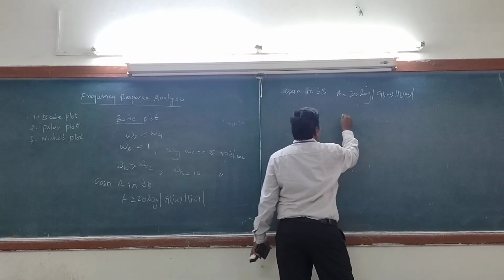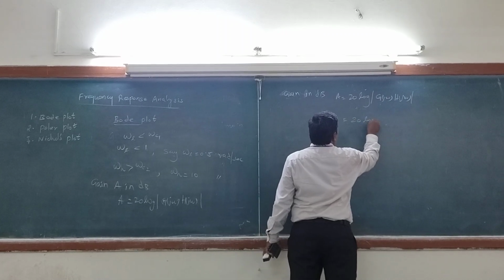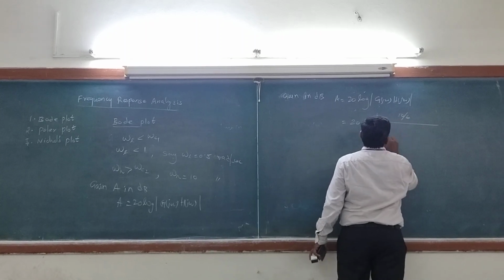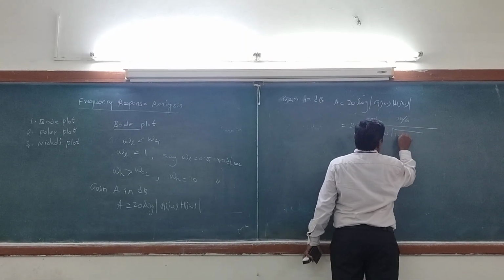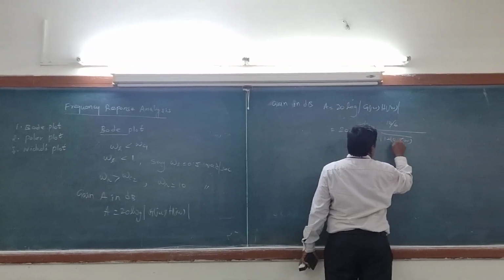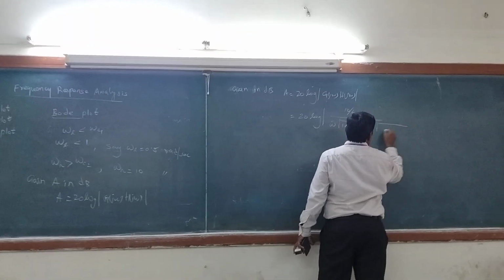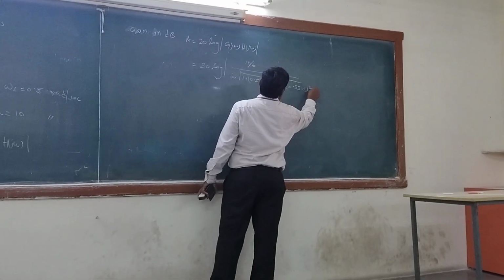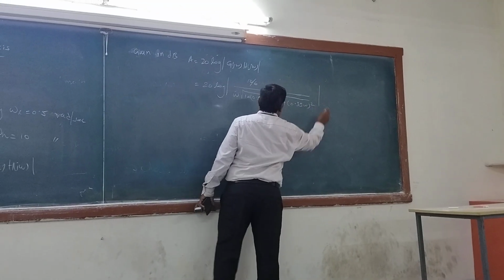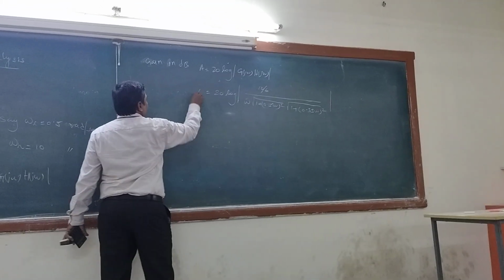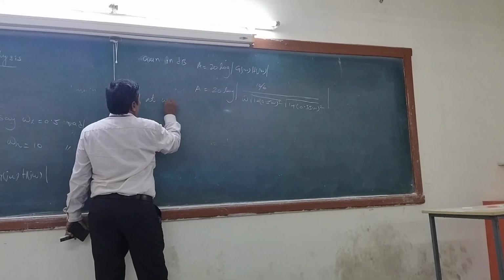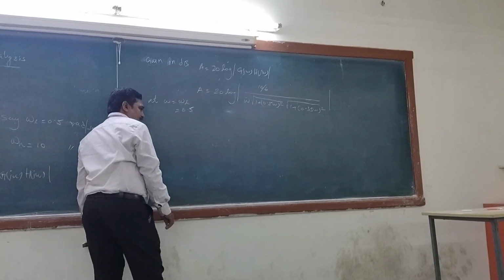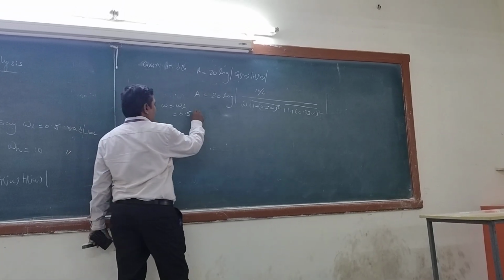Now substitute: 20 log modulus of this, that is 10 divided by 6 omega into square root of 1 plus 0.5 omega whole square, again square root of 1 plus 0.33 omega whole square. Now at omega is equal to omega l, the lower limit corner frequency chosen, 0.5 radian per second.